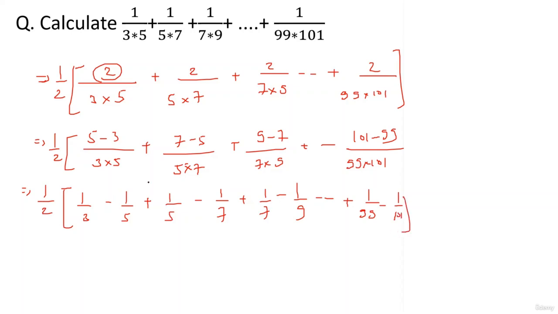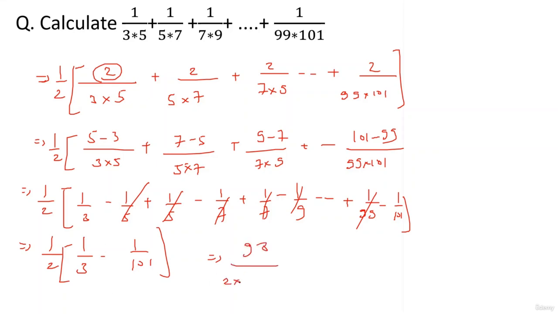Okay, again guys, see all the intermediate terms get cancelled out. Only the first and the last terms remain. That is 1 by 3 minus 1 by 101. Okay, cross multiplying, 101 minus 3 is 98. 98 divided by 2 into 3 into 101. 2 cancel, 49. The answer is 49 upon 3 into 101. So a is 303. As simple as that.